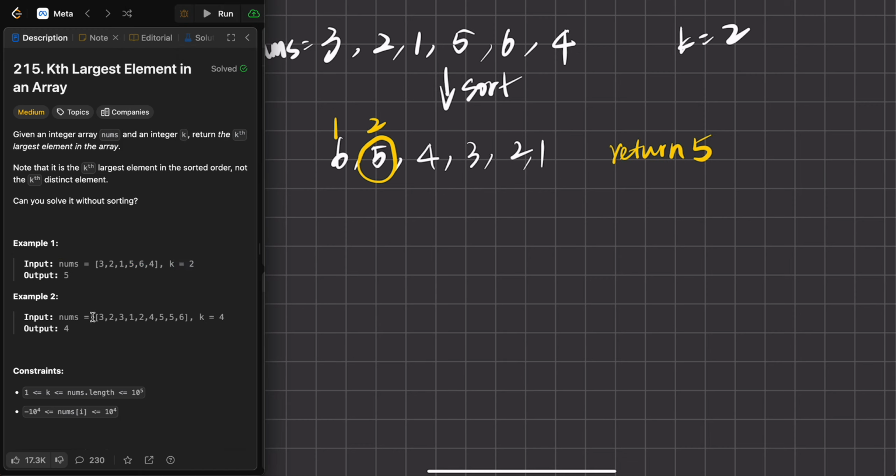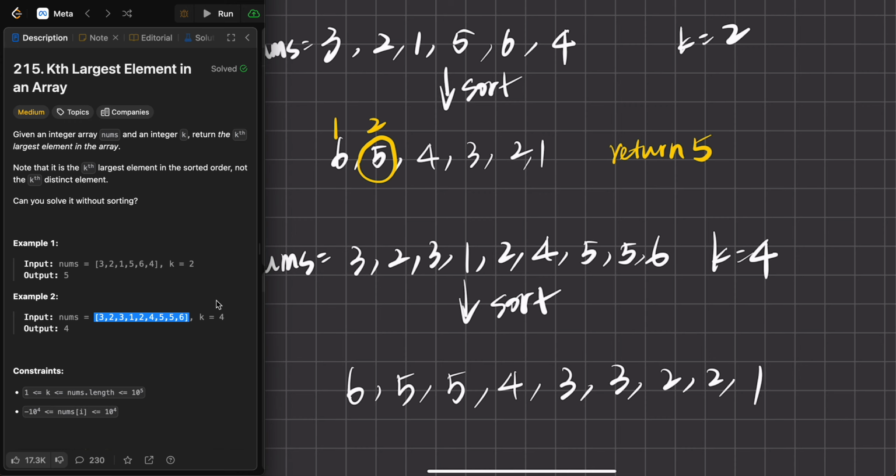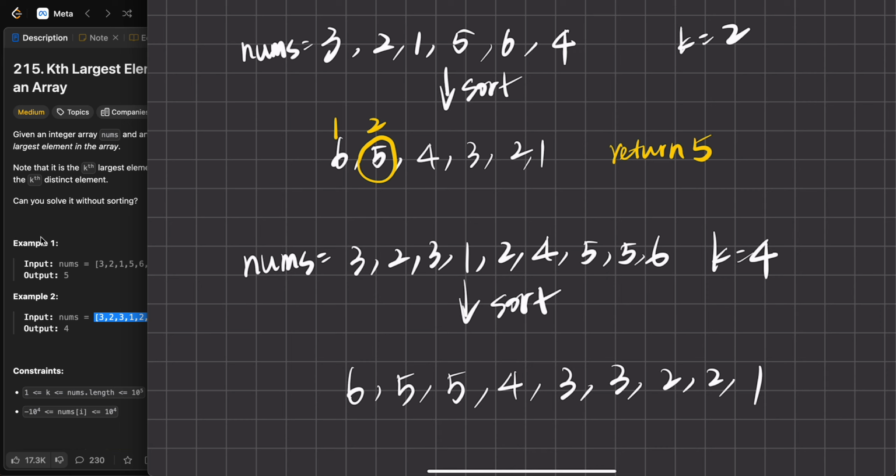And another example, for example, we have 3, 2, 3, 1, 2, 4, 5, 5, 6. And then we need to find the fourth largest element. And of course, first we sort it. When we sort it, it will be 6, 5, 5, 4, 3, 3, 2, 2, 1. And after we sort it, which is the fourth largest element? 1, 2, 3, 4. So the result will be 4.